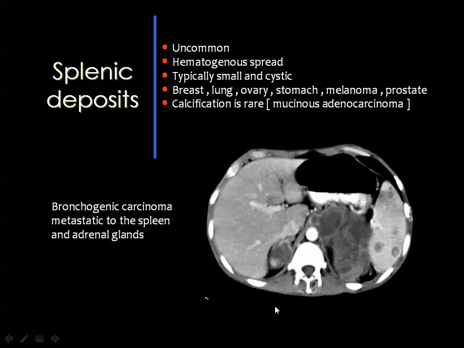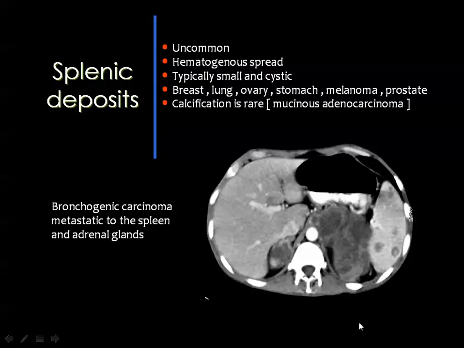Again, splenic deposits, as I have said, are uncommon, and they go to the spleen by the hematogenous spread, and most of the splenic deposits are usually small and may be cystic depending on the primary malignancy. The known primary malignancies include the breast, the lung, the ovary, the stomach, and melanoma, of course, and the prostate. Calcification is rare and similar to those metastases in the liver coming from the mucinous adenocarcinoma of the colon.